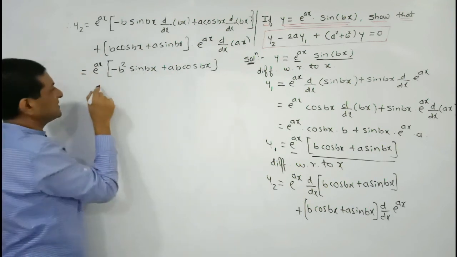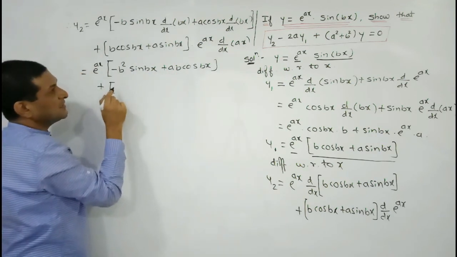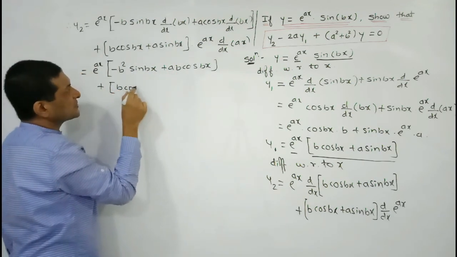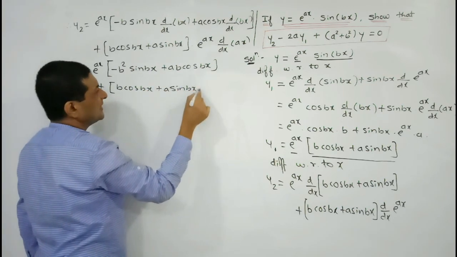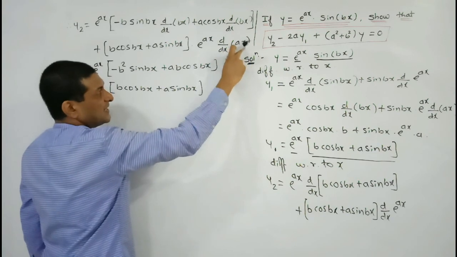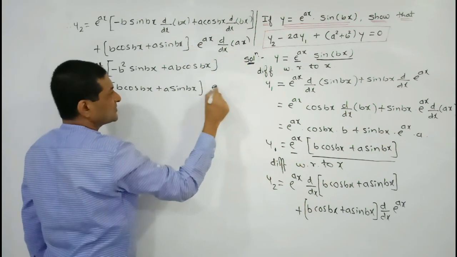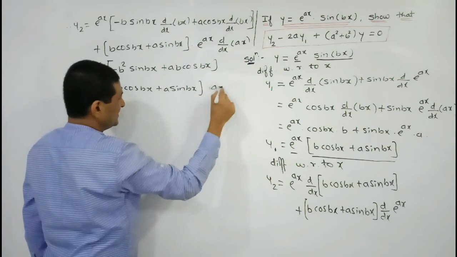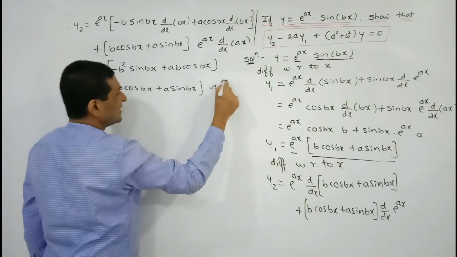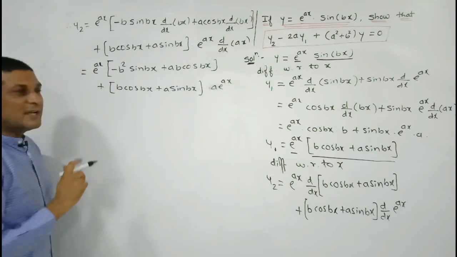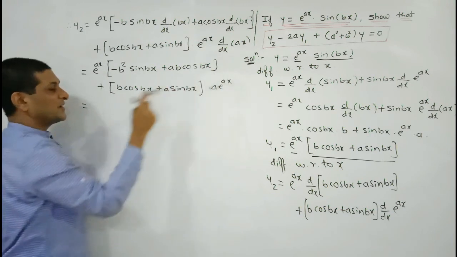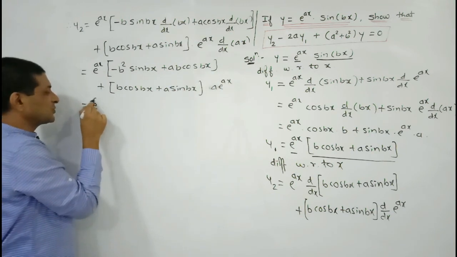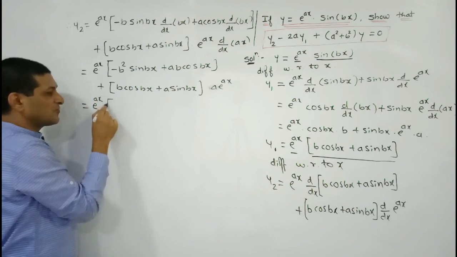Now observe the second term, plus b into cos bx plus a sin bx, keep it as it is. And here derivative of ax is a into e raised to power ax, that is a e raised to power ax. Okay, now again observe both the terms. Can I take e raised to power ax common from both the terms? Yes, e raised to power ax we are able to take common from both the terms.